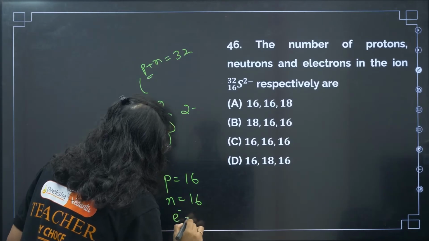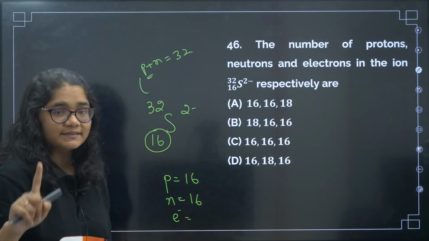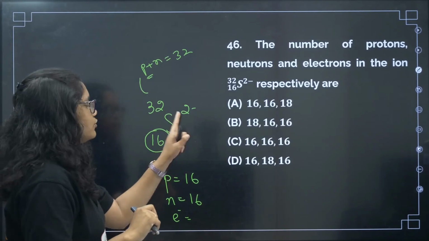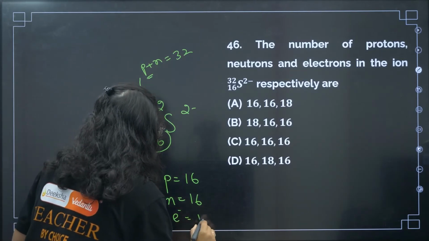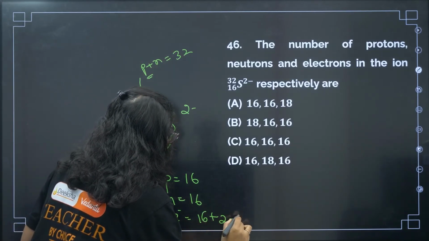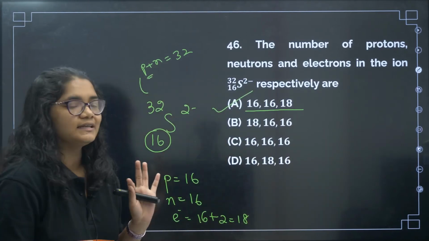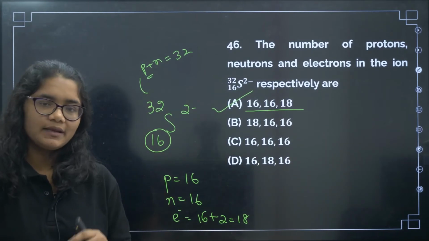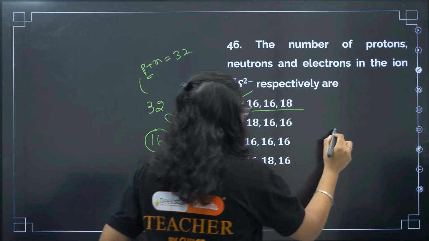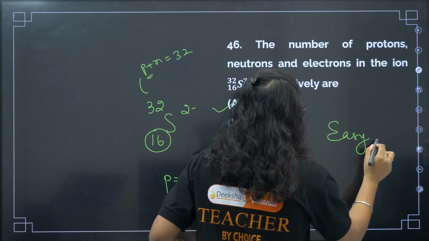Now electrons. The number of protons and electrons are the same in a neutral atom, but here a 2 minus charge is there, so the total number of electrons is 16 plus 2, that is 18. So the correct answer for this question will be 16, 16, 18, that is option number A. Again, this question is also an easy one, okay.